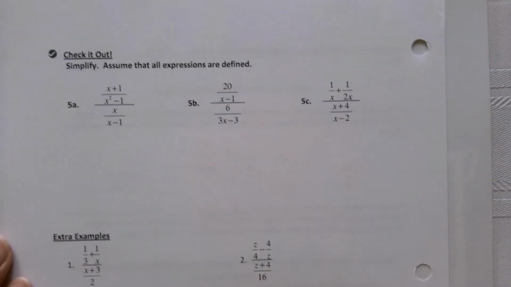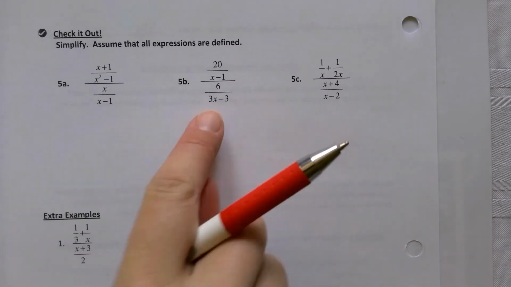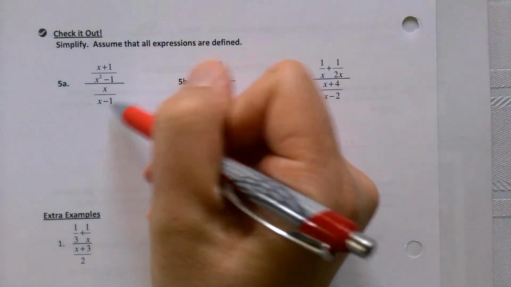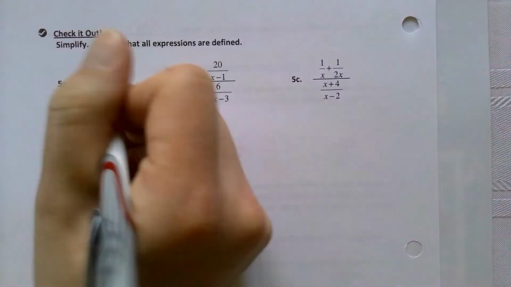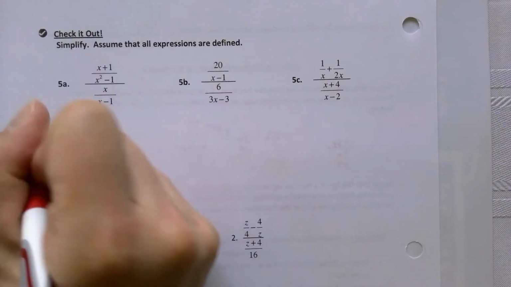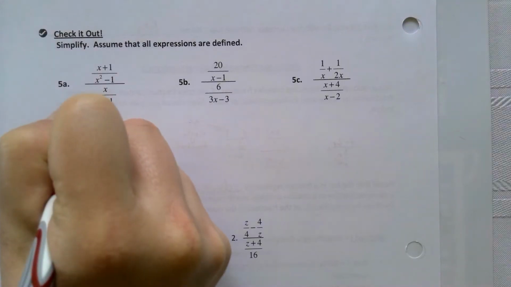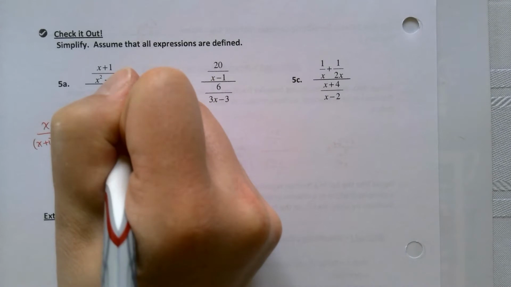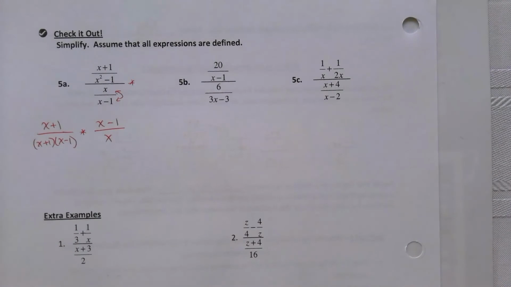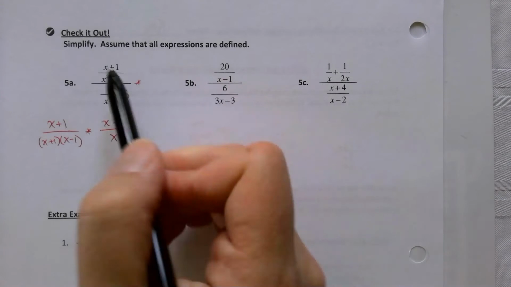So we've got a lot of check it outs. And honestly, 5a and 5b, they're nothing new. 5a and 5b are single fraction divided by single fraction each time. So when I go to do this one, I keep the x plus 1 in the top. I'm going to factor to x plus 1, x minus 1, and then I'm going to multiply by the reciprocal, which is x minus 1 all over x. So there is nothing new about this problem. I was just multiplying by the reciprocal because I had single fractions.